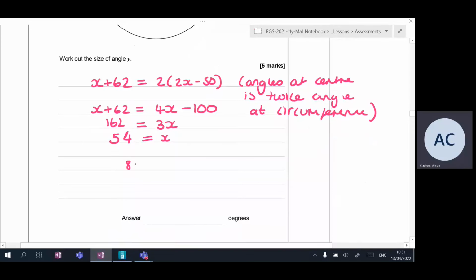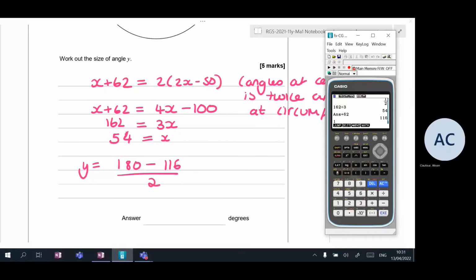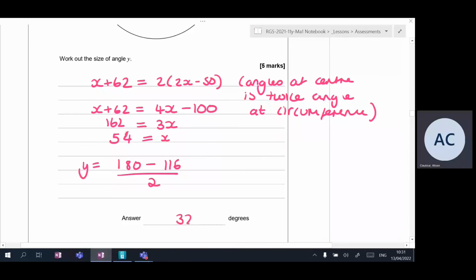So 180 take away 116, divided by 2, gives me 32. So the reason for that is angles in an isosceles triangle.